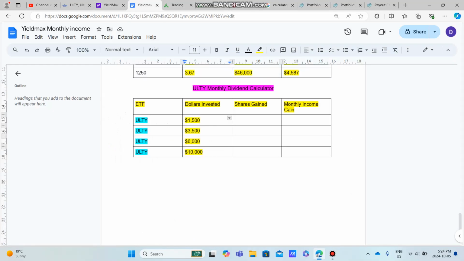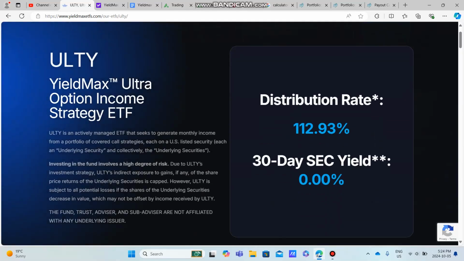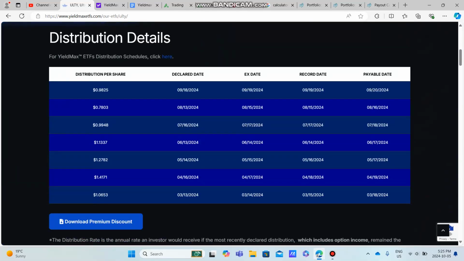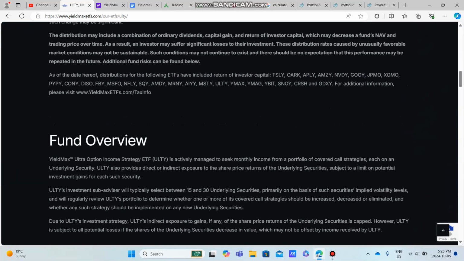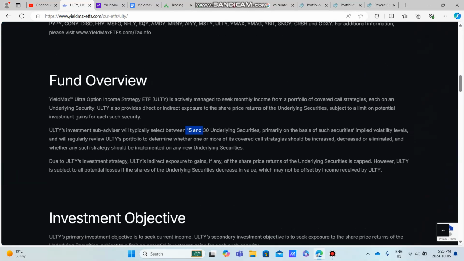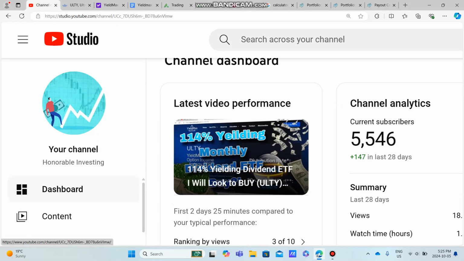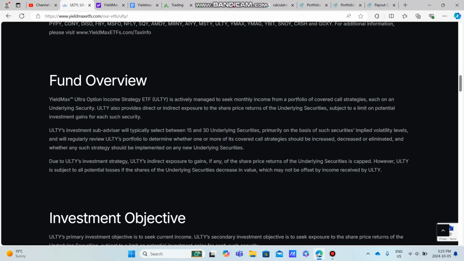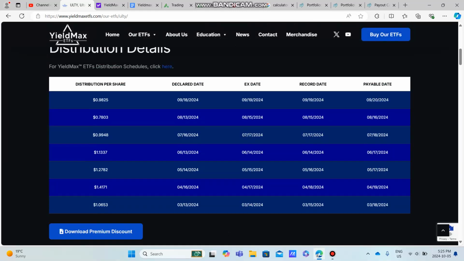So what I want to start with is how many shares we will gain if we were to make a $1,500 investment into ULTY. If you don't know, ULTY is a Yieldmax ETF. It currently pays, of course, over 100% dividend. It holds between 15 and 30 underlying securities, which they basically change out based on implied volatility levels of these 15 to 30 holdings. I made another video which goes through each of ULTY's holdings and how they're performing, so check that one out after this.